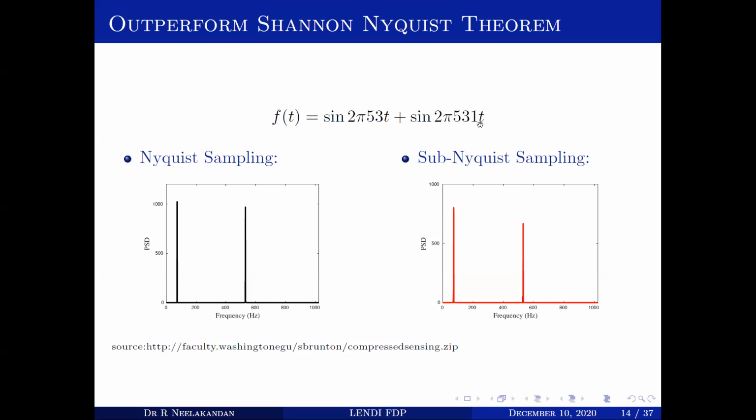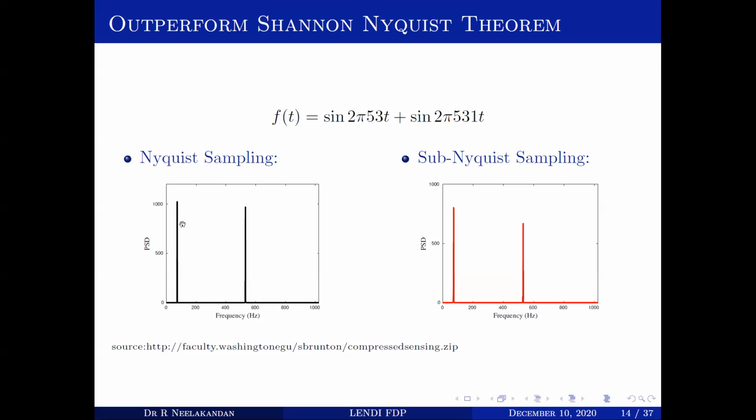For that signal also you have to sample at the same rate, isn't it? Think of two signals. One has only two components, 53 and 531. Think of another signal which has all the components from 1 to 531. What about the sample rate for the other signal, which has sine 2 pi t, sine 2 pi 2t and so on? It has all 531 different components. It will have the same Nyquist rate. The signal which has just two components also has the same Nyquist rate.